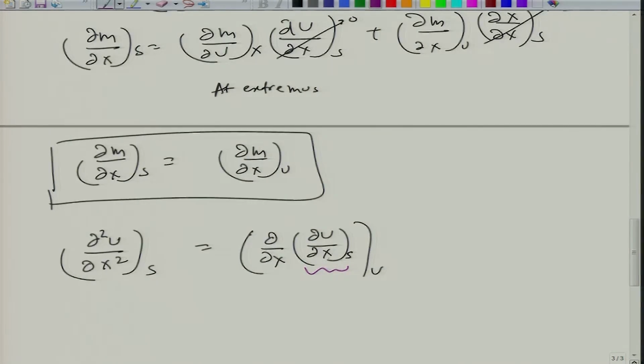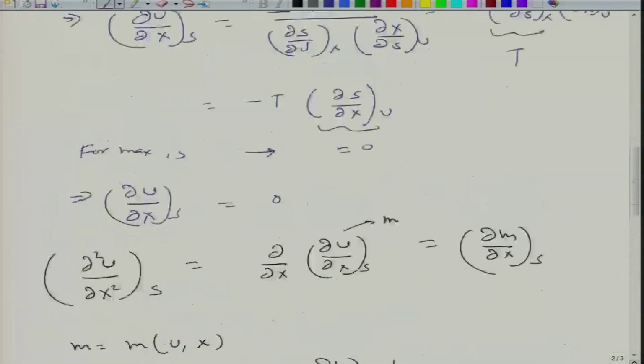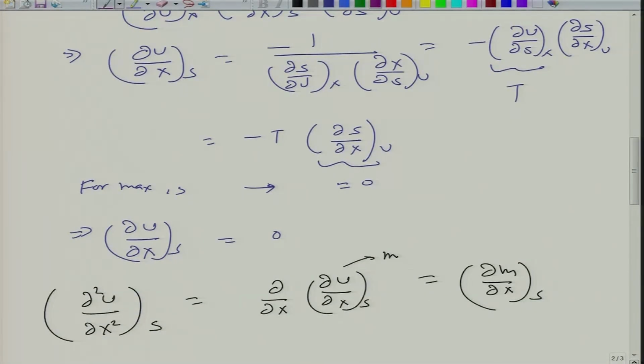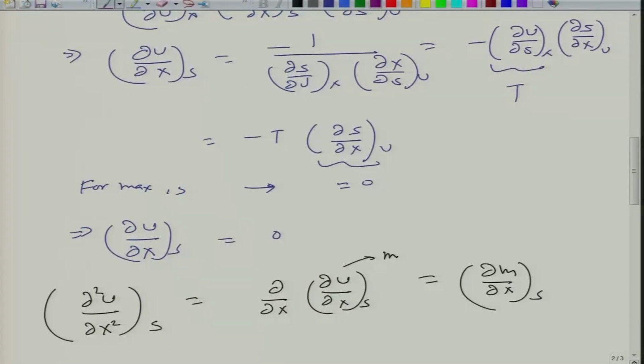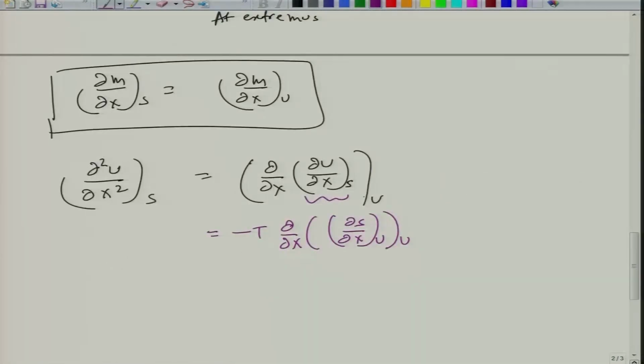Now, here at this point, what we can do is represent this del u by del x s, which was used earlier, as nothing but minus T del s by del x u. Okay. So, this is nothing but minus T, T is a constant here, and I bring here T del s by del x u. This is what we defined earlier. This was at a constant u. So, this comes here as u. Now, with this we have the expression minus T del square s by del x square u.